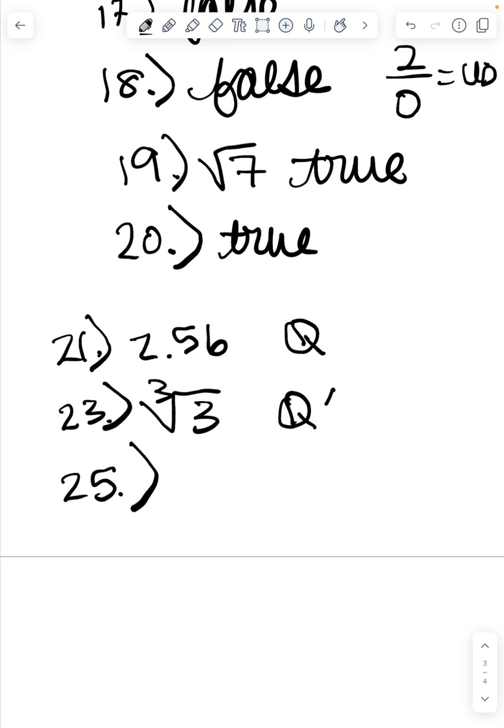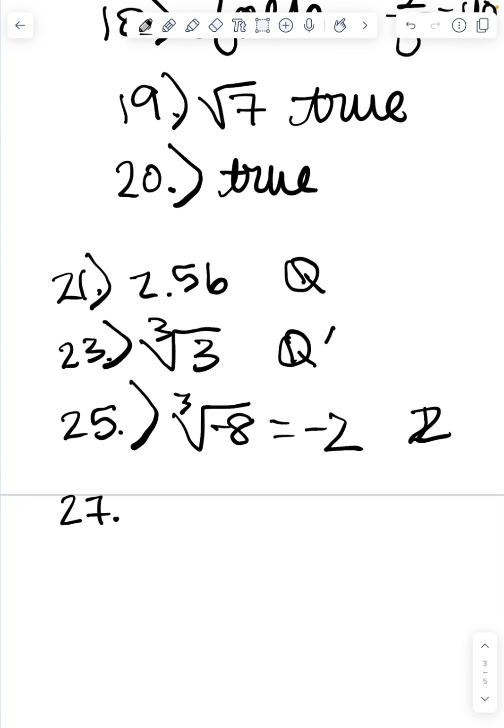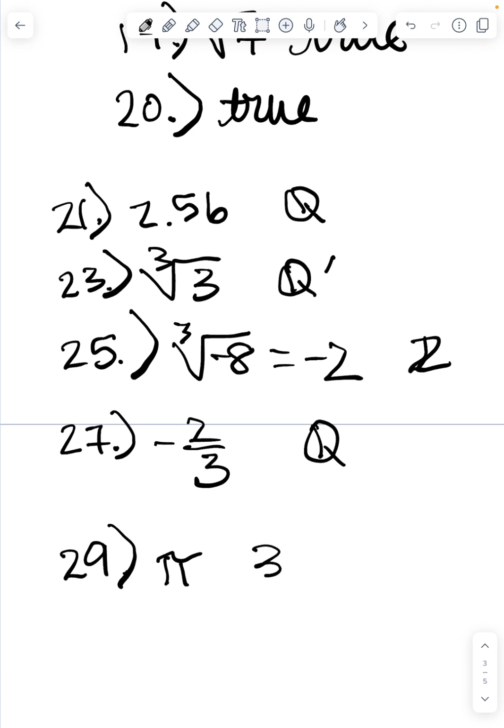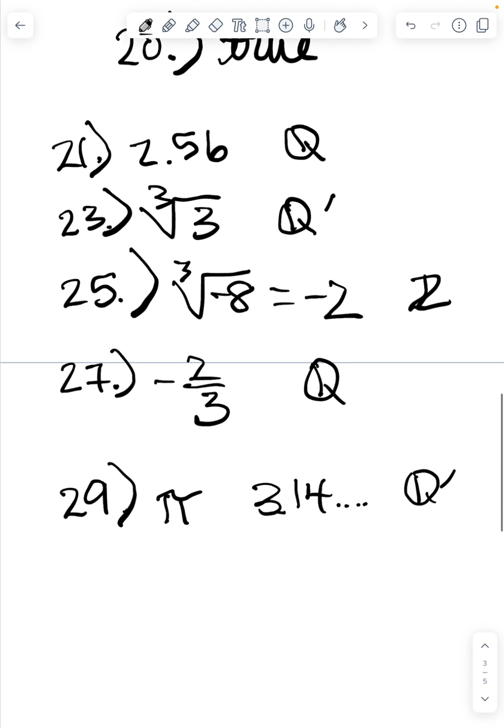Number 25, the cube root of -8. This happens to be -2. That means it's an integer. Number 27, -2/3. This is a rational number, Q. Number 29, pi. Pi is the number 3.14, blah, blah, blah. It's involved with circles. If you're not familiar with it, it is irrational. It goes on and on and on forever.